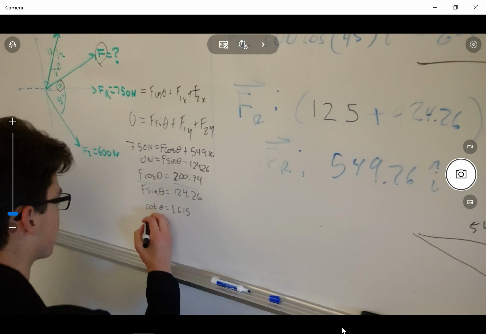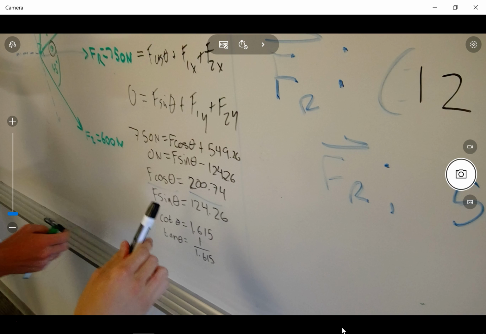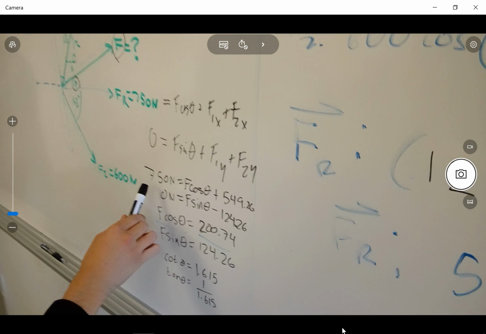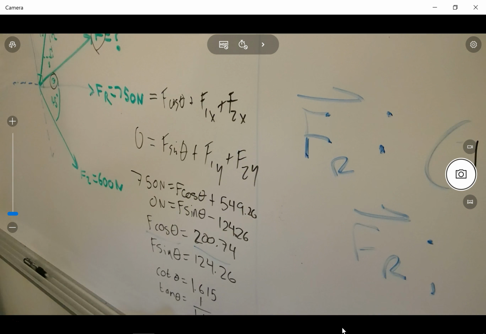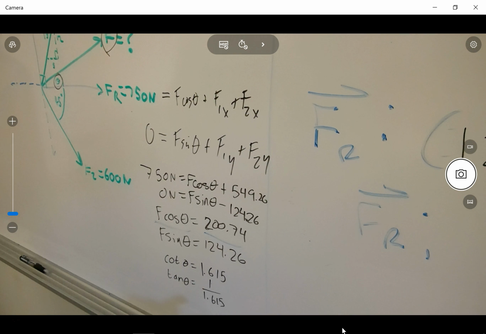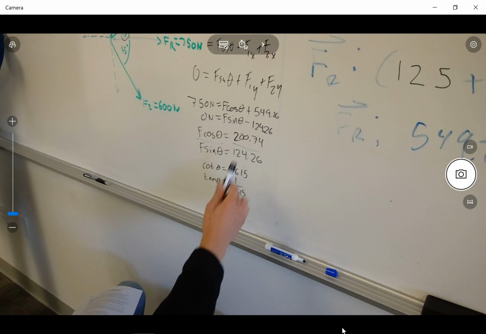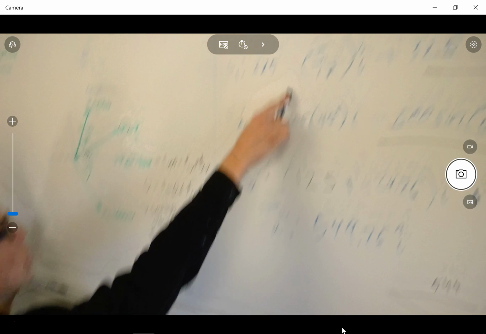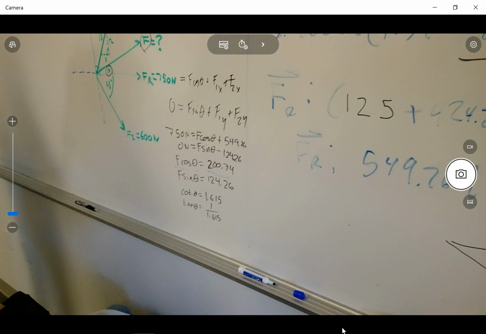So what you did is you subtracted or you added? How did you get this? That's just subtracted. But is that in newtons? That 549? These are all newtons. Yeah, these are all Newton forces.